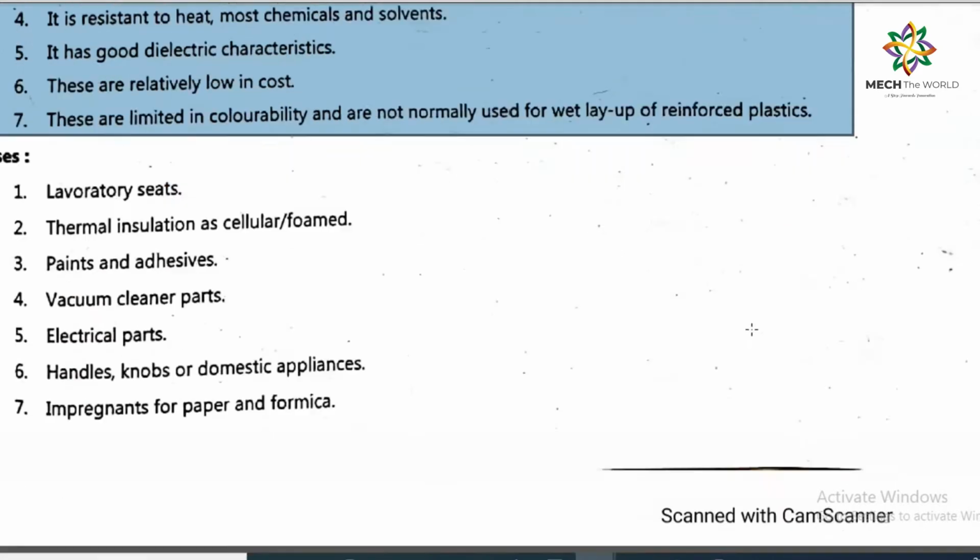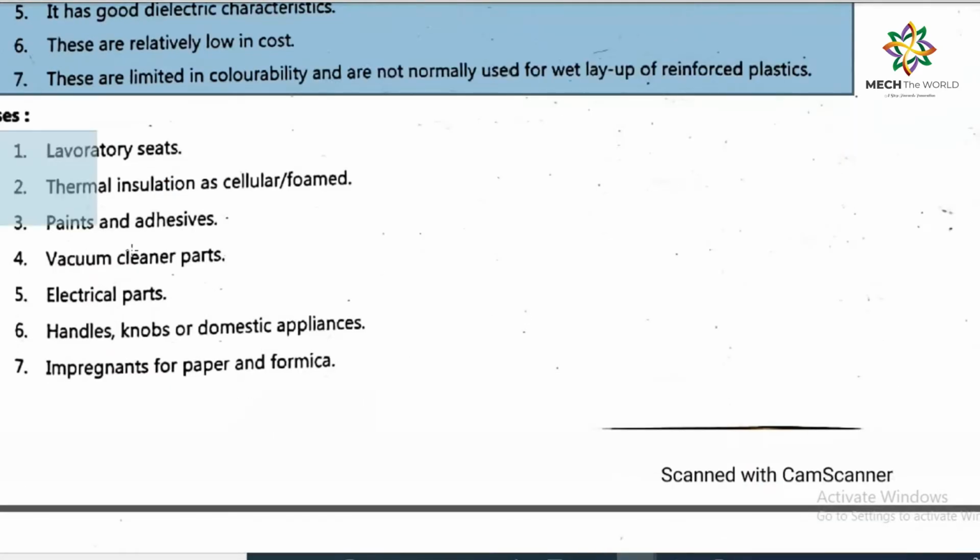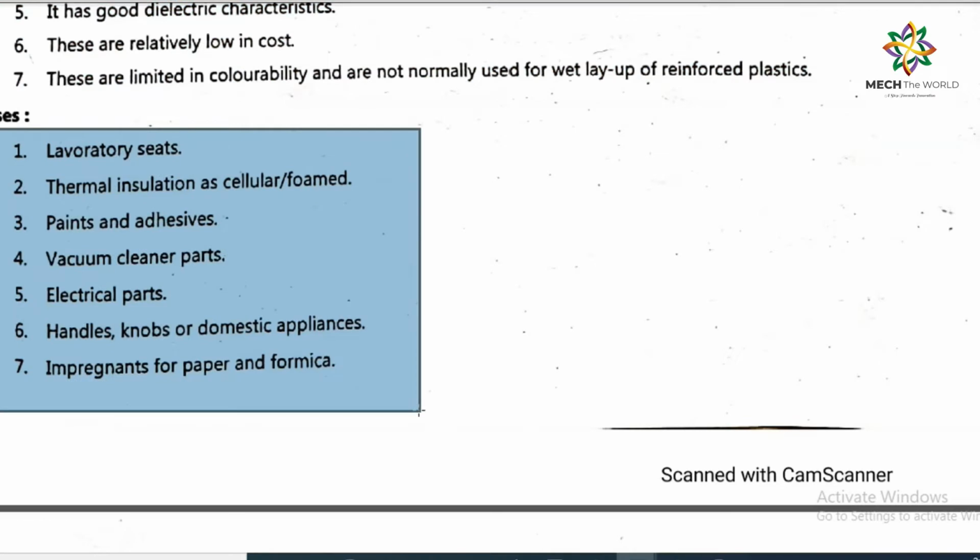If we talk about the applications of the bakelites, bakelites are used in laboratory sheets, thermal insulation or cellular foamed, paint and adhesives, vacuum cleaner parts, electrical parts, handles, knobs of domestic appliances, impregnants of papers and formica. As in the earlier lectures we had discussed the handles of the pressure cooker and frying pans, those handles are made by the bakelites.